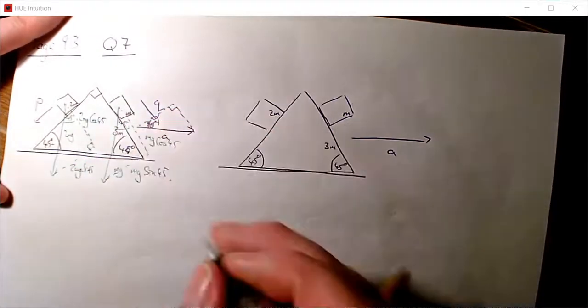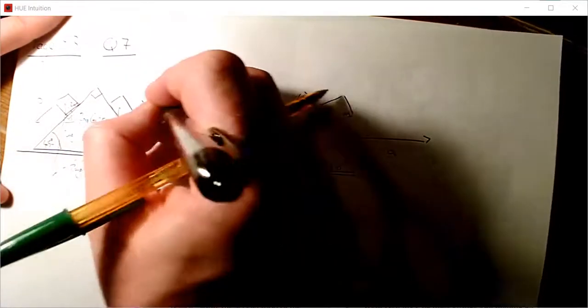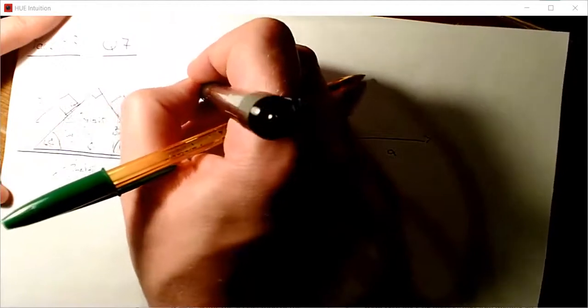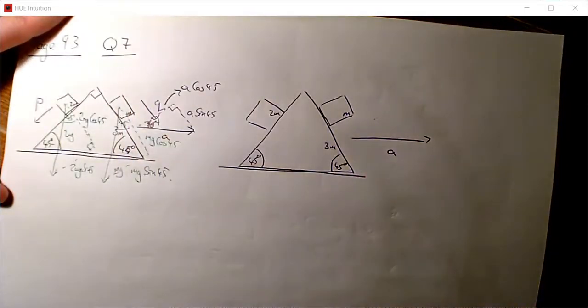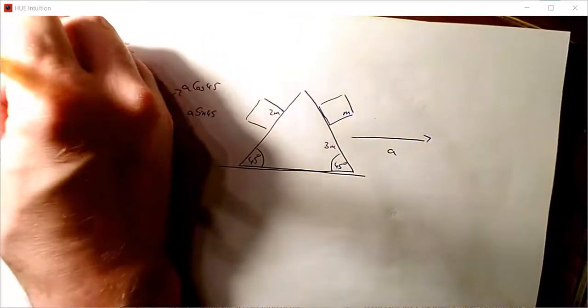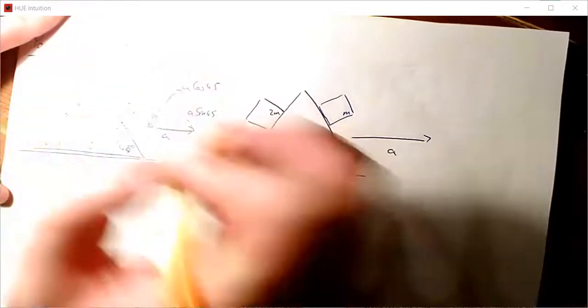So what do we get? That's A sine 45, and this component here is A cos 45. Okay, so it's already quite a busy diagram. Coming over here, we haven't even looked at our normal forces, which are acting that way. I'm going to call that R1. I'm going to call this R2.